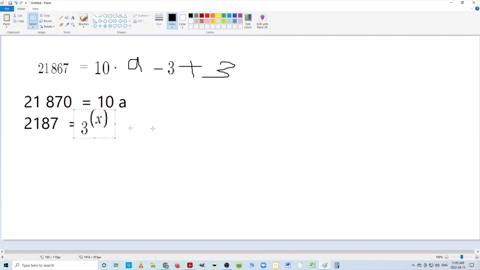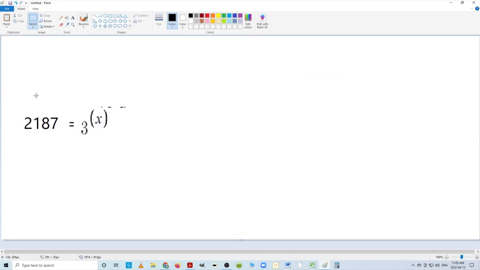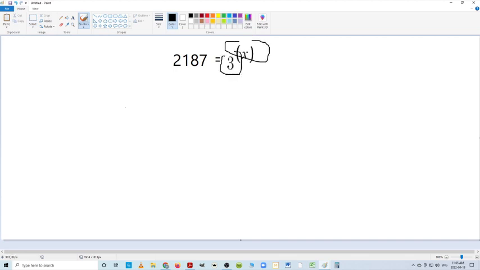And I can do this now. Okay, now I know that 3 to the x is equal to that. Now, until you learn logs, I'm going to show you the sneaky future method. Essentially, you have to figure out what number 3 to the power of will closely become 2187.